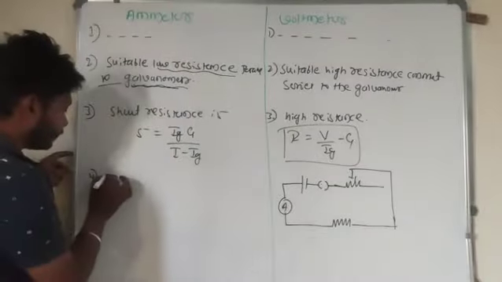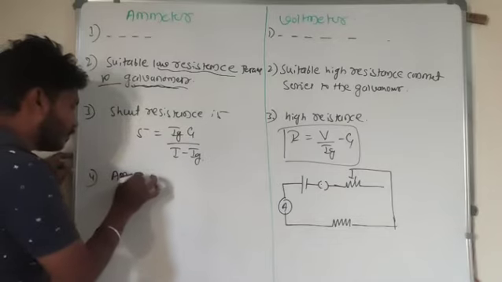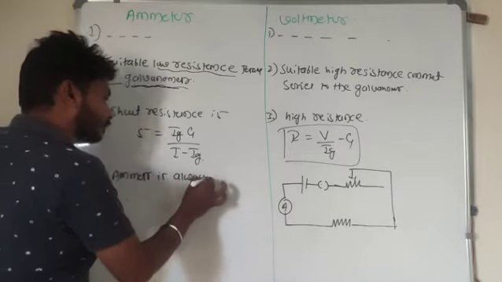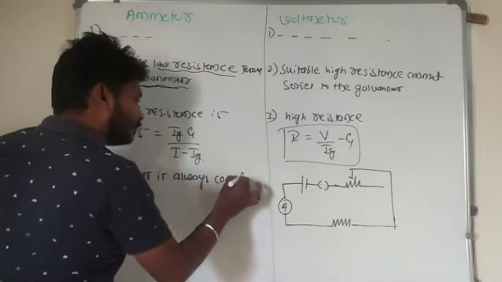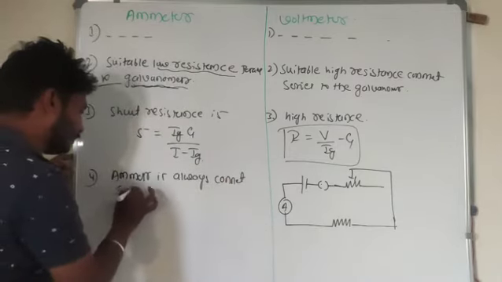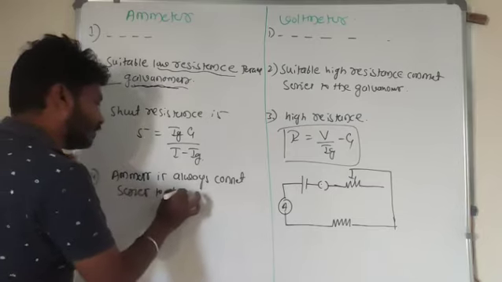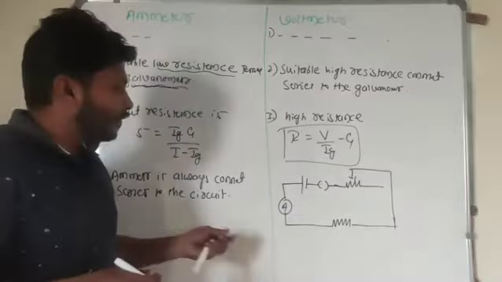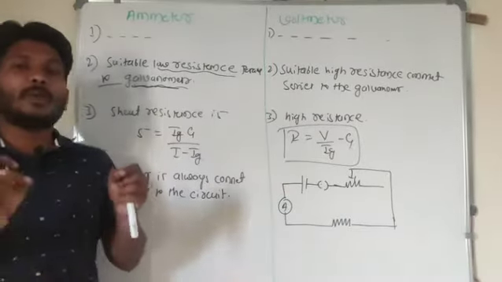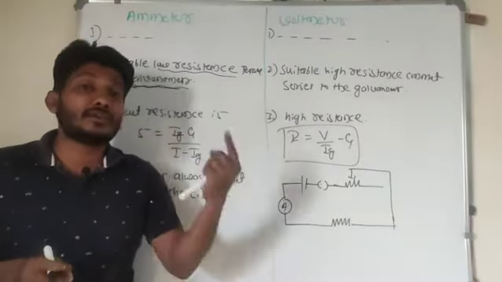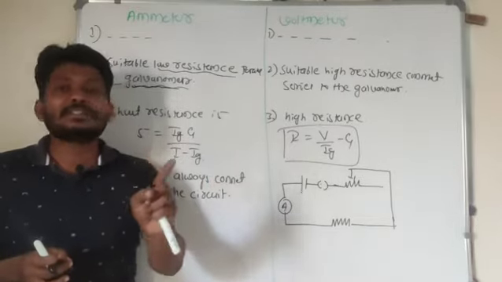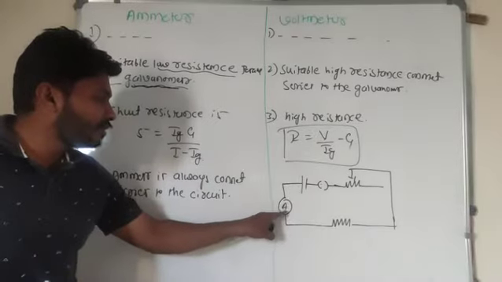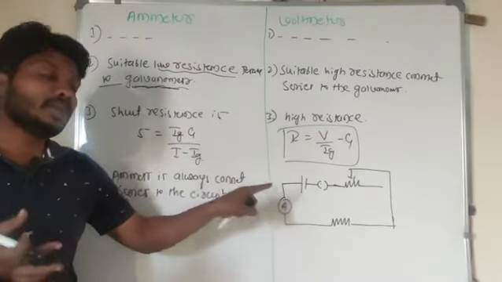So look at here, ammeter is always connected in series to the circuit. And one more common sense: why should I connect in series to the circuit only? Because in case of series combination, which quantity will remain the same? In series combination current remains the same, so that is why I always connect ammeter in series to the circuit.